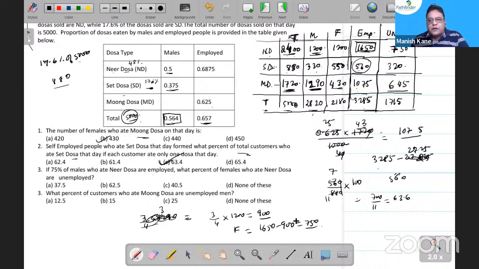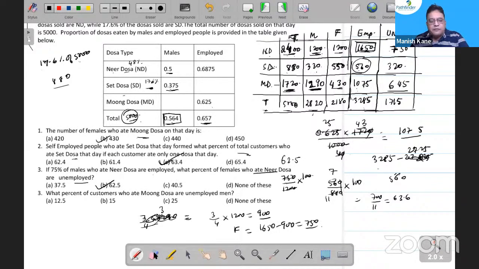Right? Now we are asked what percent of females who ate neer dosa are unemployed. So how many females ate neer dosa? 1200. So we are required to calculate 750 upon 1200 into 100. So how much is that? So 12, 6s are 72, 30, 12, 2, so 62.5. That's your answer.